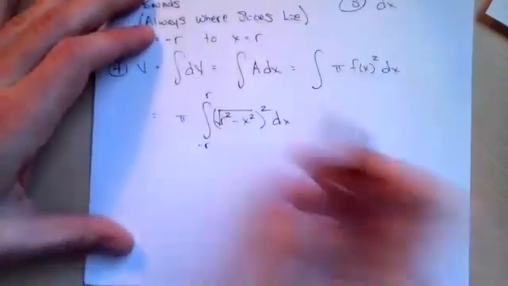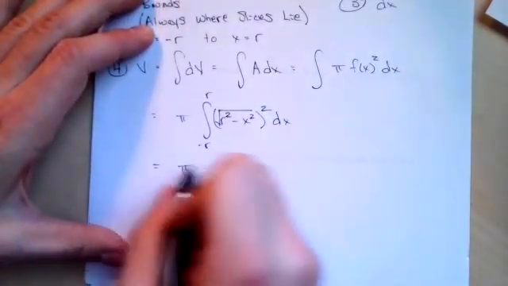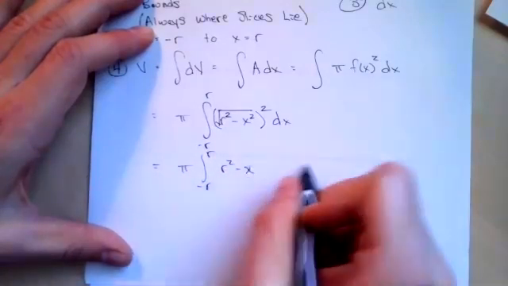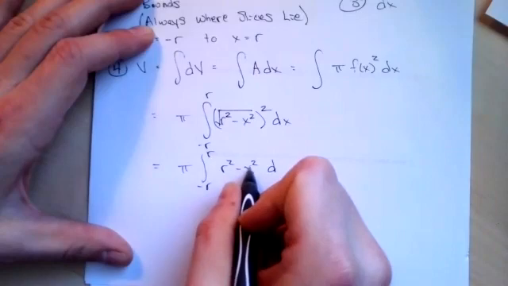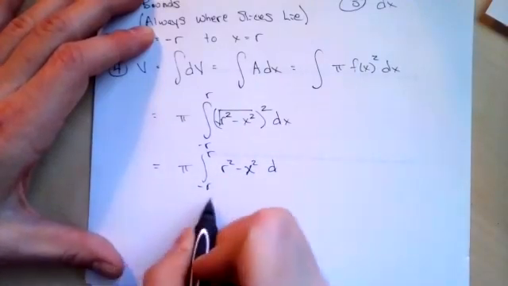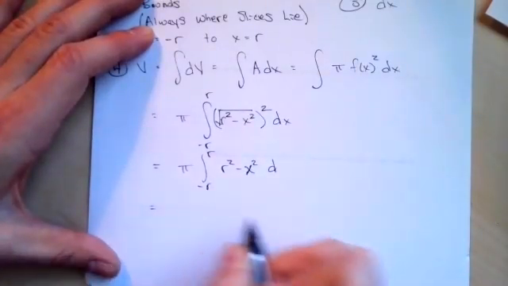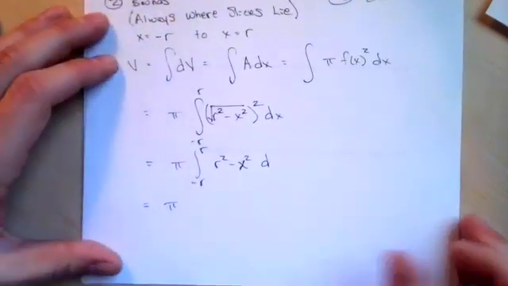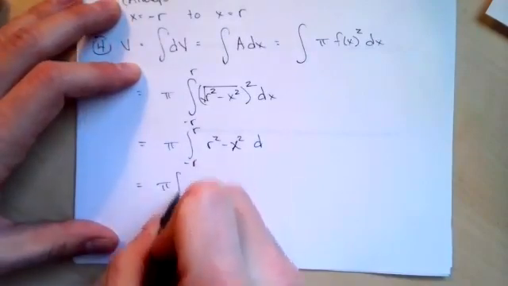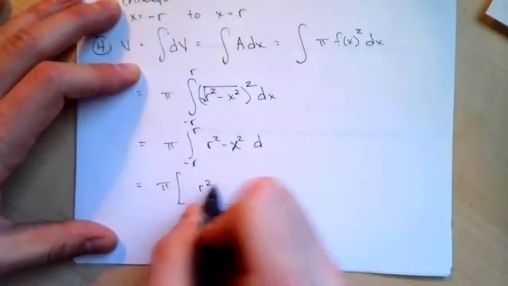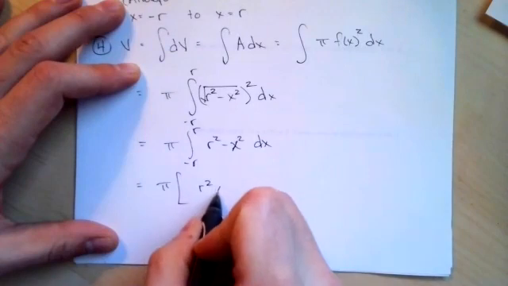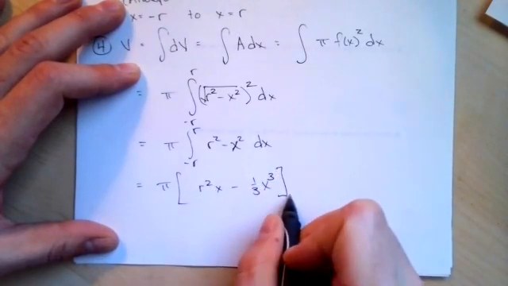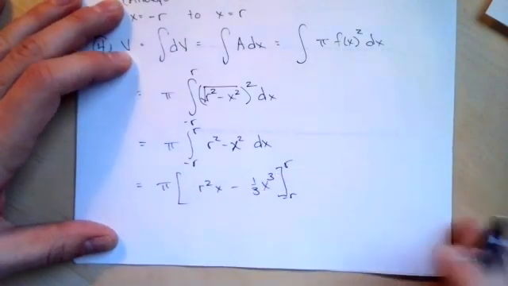We get an easy enough integral. We can go through this one. I'll do it fairly quickly. Minus r to r, r squared minus x squared. Forgive me, my hands are getting a little shaky. All that coffee is hitting me now. The morning caffeine gets you going. All right, so we integrate. We've got r squared. We're integrating with respect to x. So r squared x minus 1/3 x cubed from minus r to r.